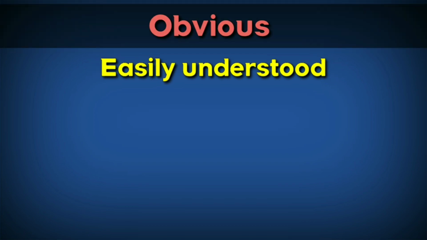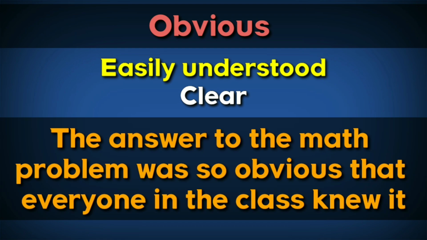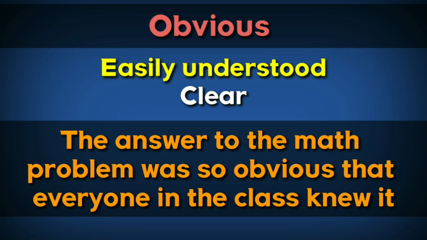Obvious means easily understood or clear. For example, it is obvious that sun rises in the east. The answer to the math problem was so obvious that everyone in the class knew it.